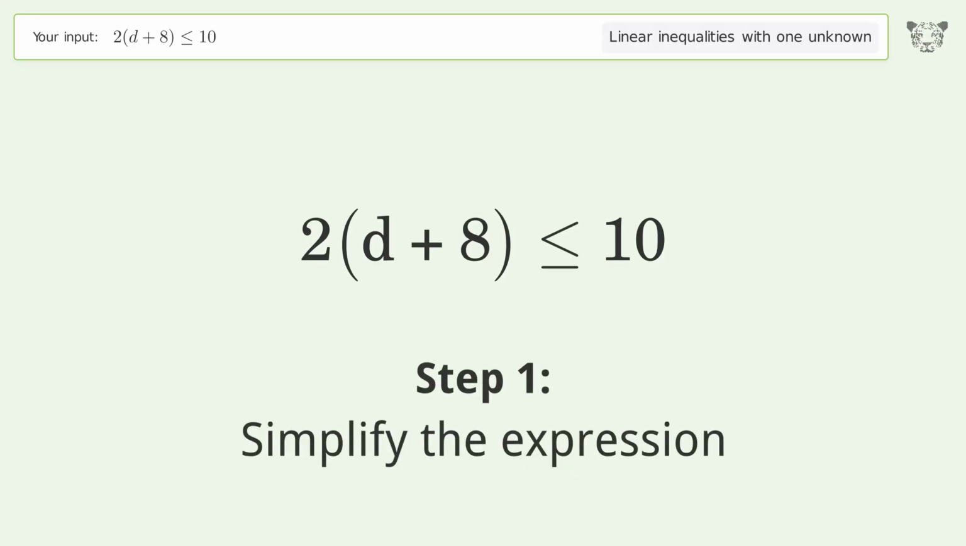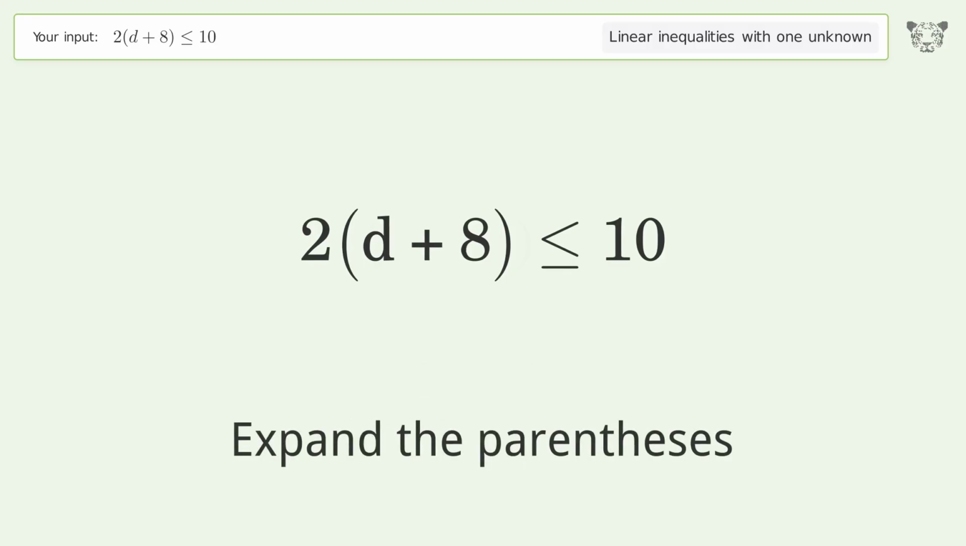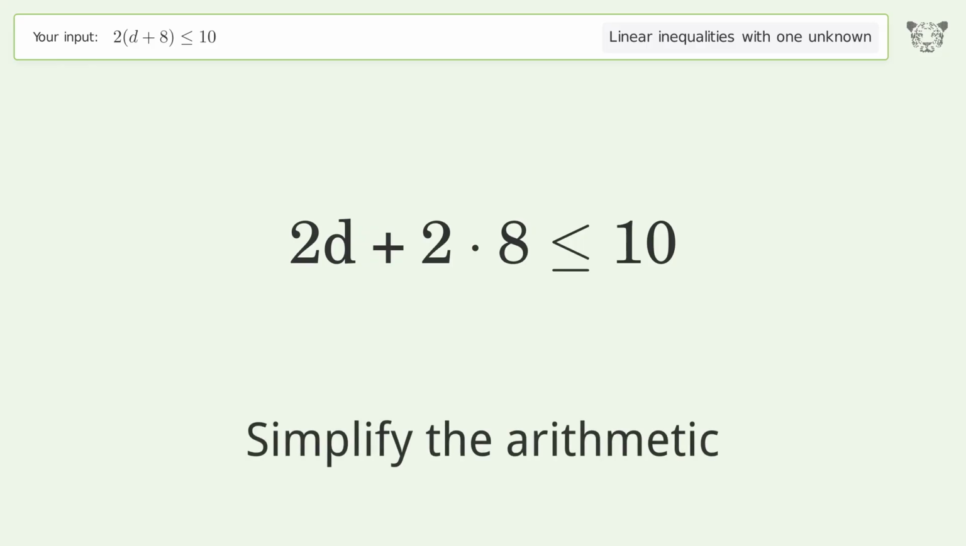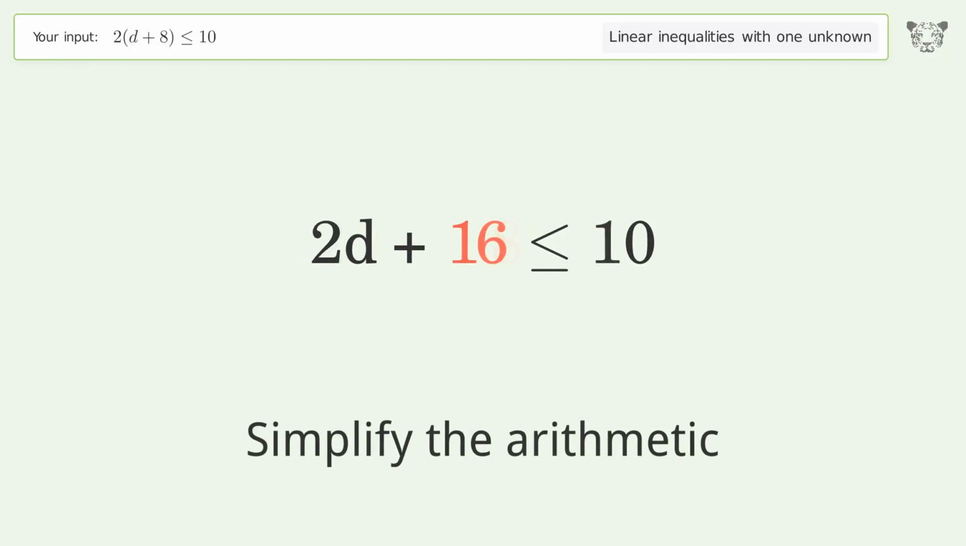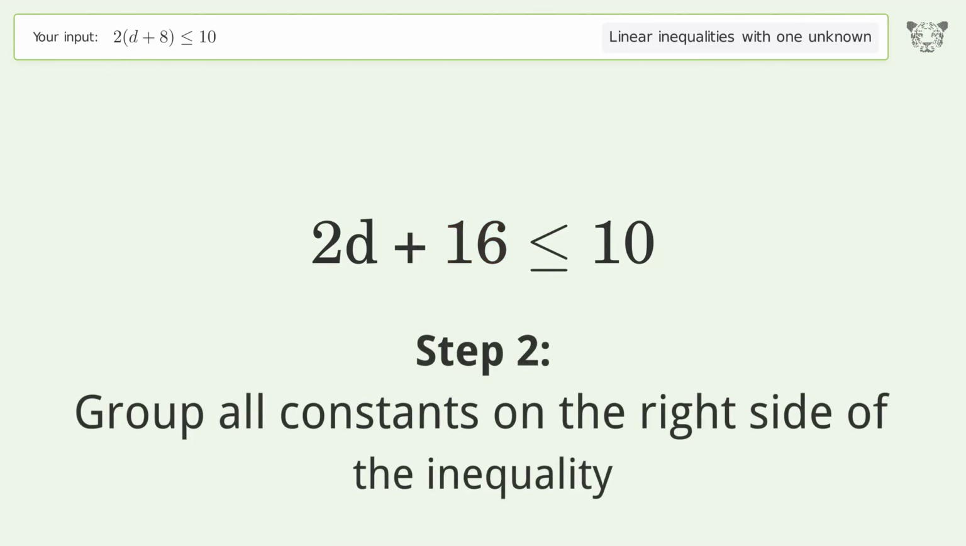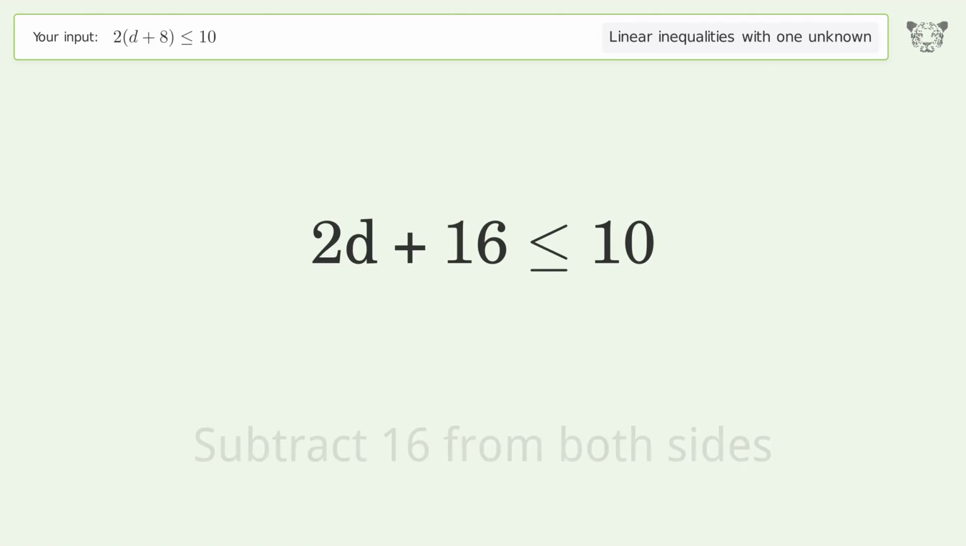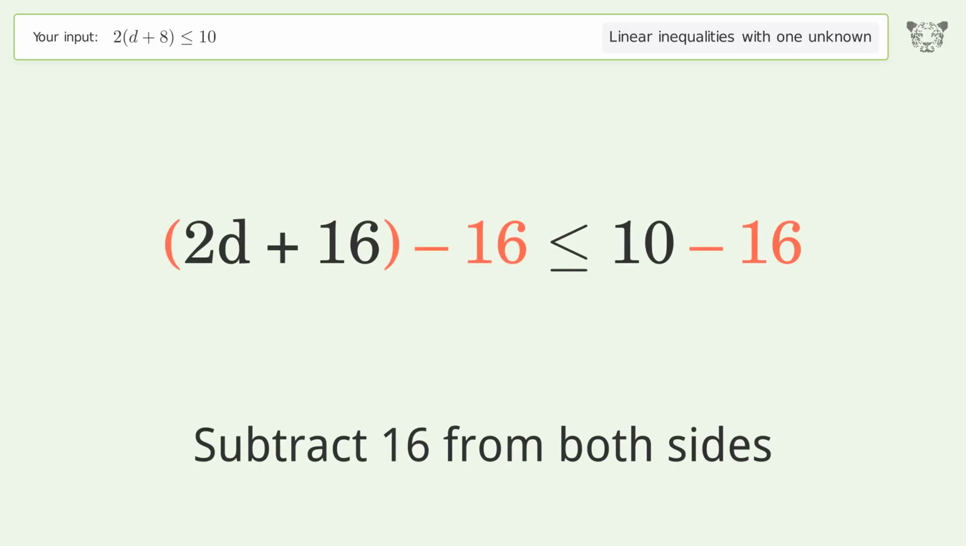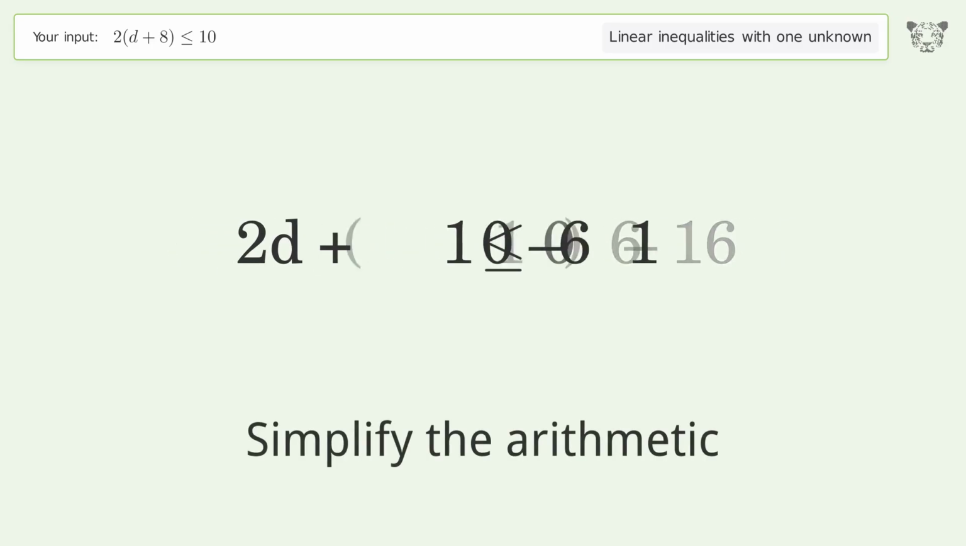Simplify the expression. Expand the parentheses. Simplify the arithmetic. Group all constants on the right side of the inequality. Subtract 16 from both sides. Simplify the arithmetic.